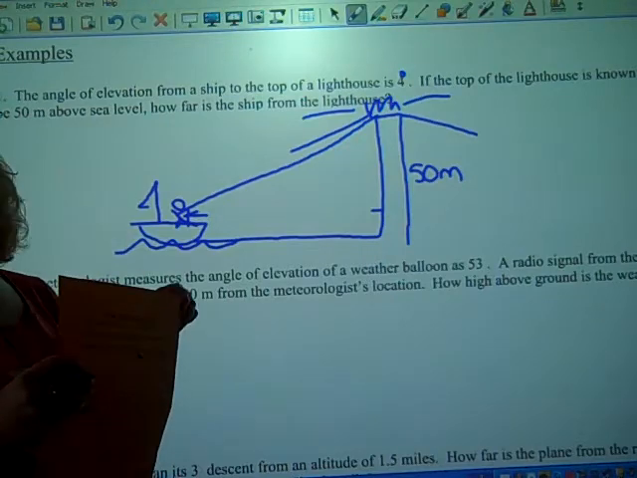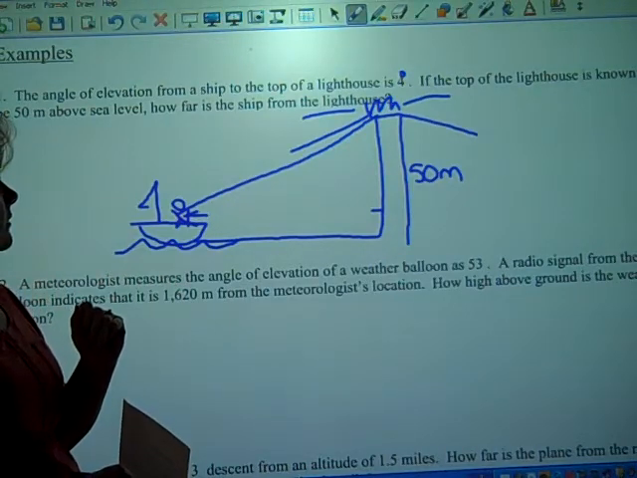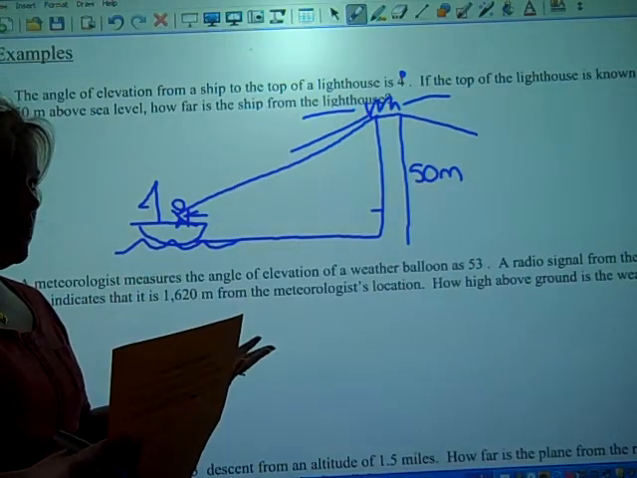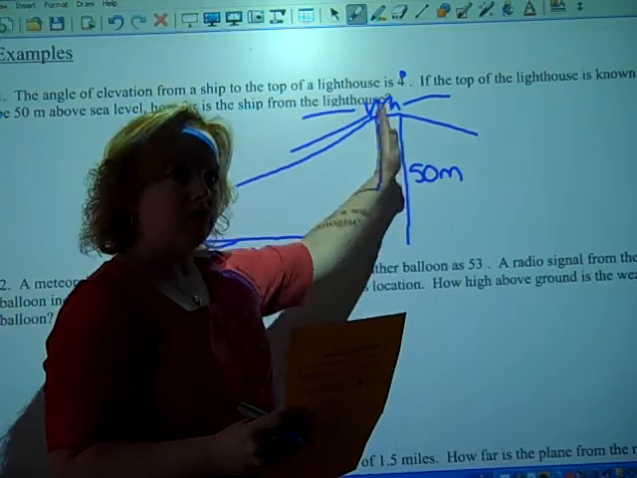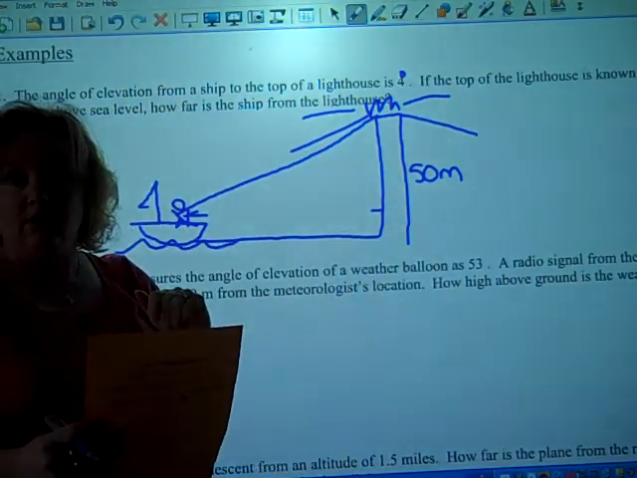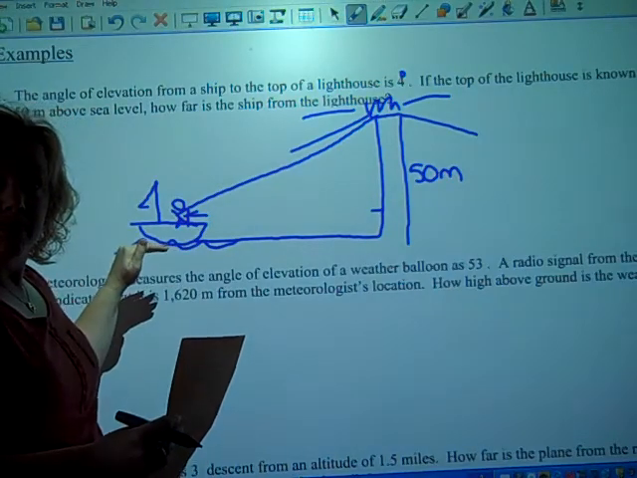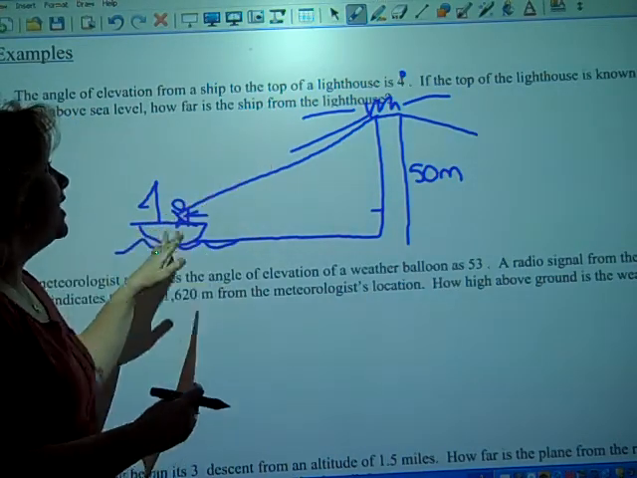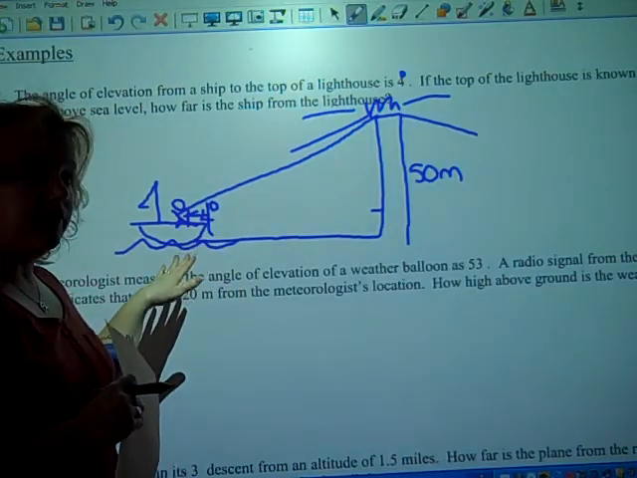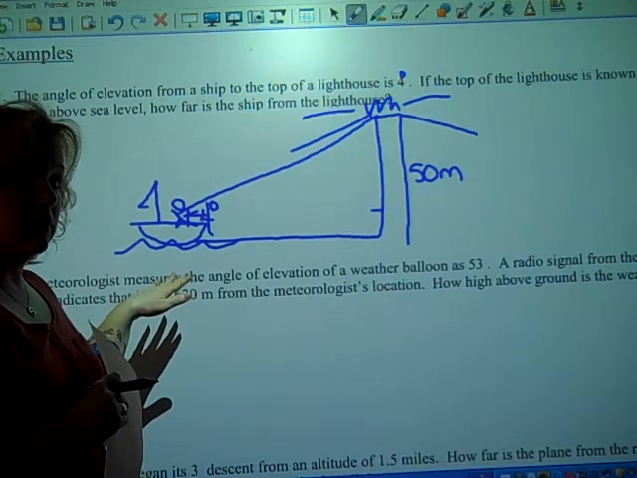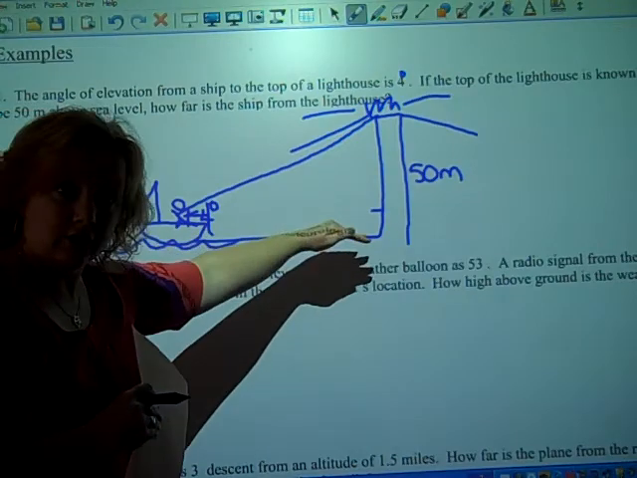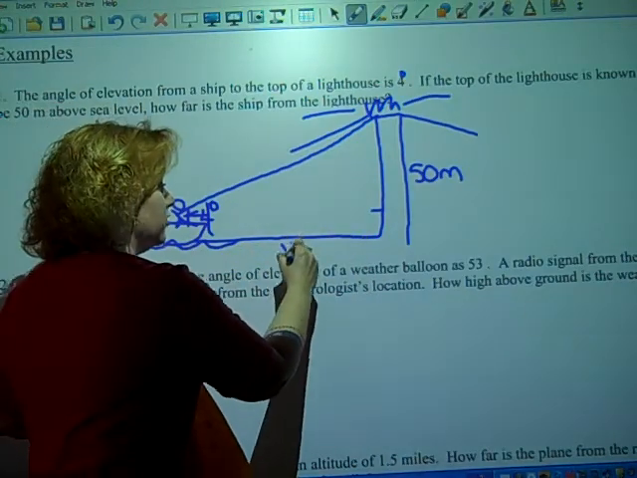Now, what am I looking for? What is the question that they're asking me, Bailey? How far the ship is from the lighthouse. So where's my X going to go? I already have this side of my triangle labeled. It's 50. I know my angle is 4 degrees. That's going to go in here. Stephanie: Because the ship is moving towards it. Yeah, so this is going to be the ship moving towards the lighthouse. They want to know how far, so that's going to be your X.